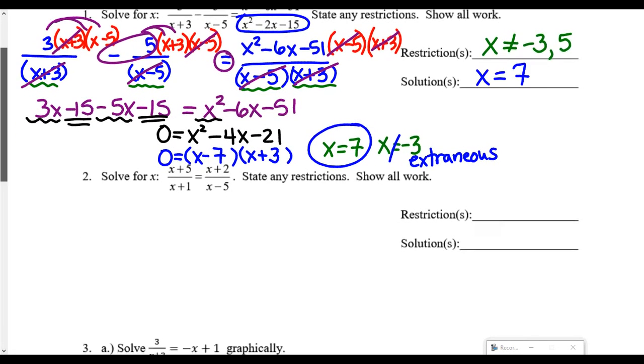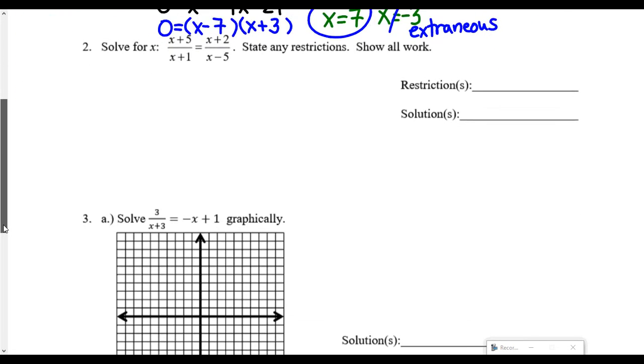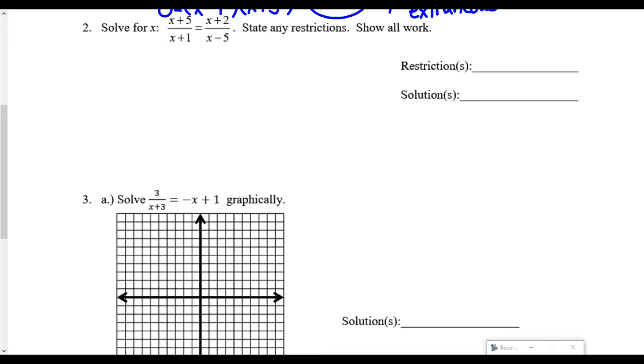This one is a straight proportion. So I'm looking to solve for x. Again, I need to state any restrictions. So this one's already factored for me. So my denominators would be x plus 1. When I set that equal to 0, x is not going to be equal to negative 1 because that would give me division by 0.